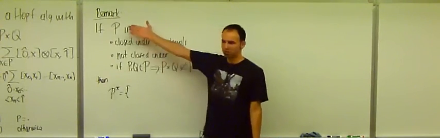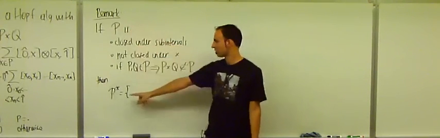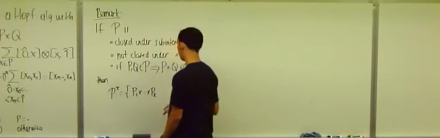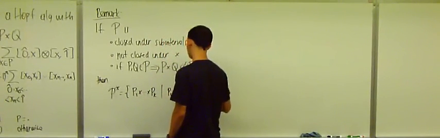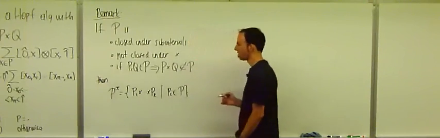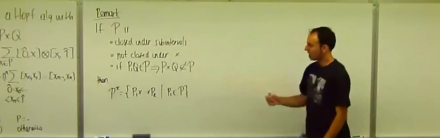And so what I do is that I just throw it in. Okay? I throw it in, but then I have to change the name of my family. And so I call it P star. And what I do is that I just throw in all the possible products. Okay? So this is kind of a closure under taking products. Okay, so let me define this family.